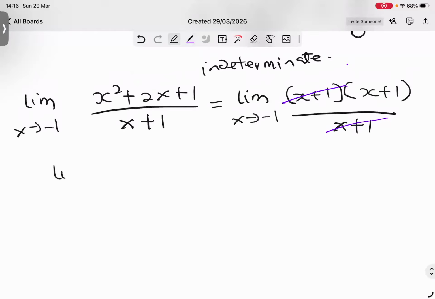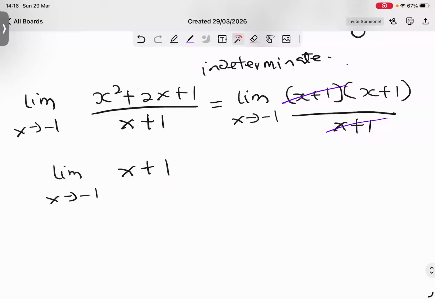So now our function is the limit as x approaches -1 of x plus 1 divided by 1, which is the same as x plus 1. Now I have the sum of x and 1. I have 1 here, 1 there. What kind of property can I use here to evaluate this limit?